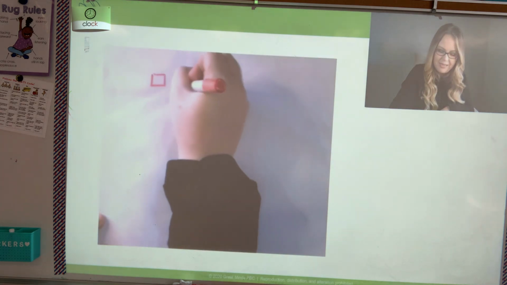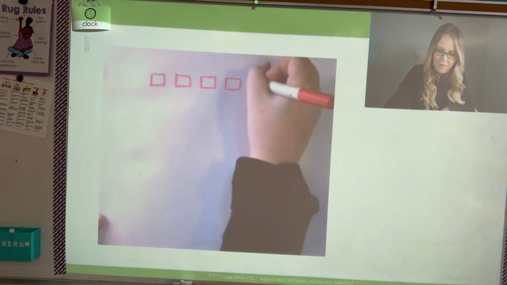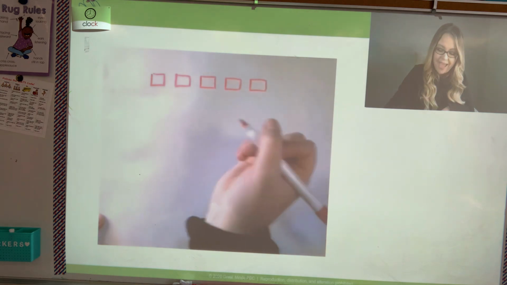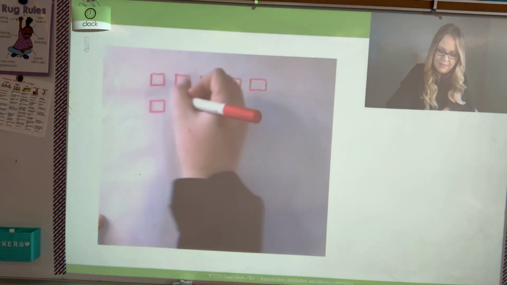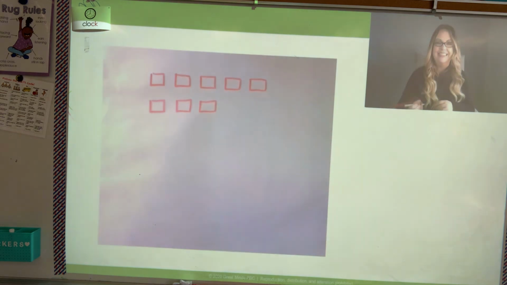1, 2, 3, 4, 5, 6, 7, 8. Now let's color in those 8 squares.